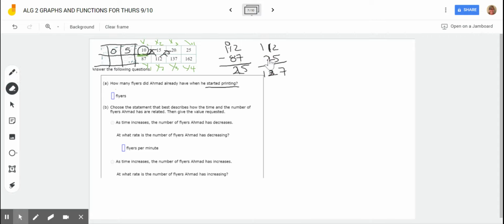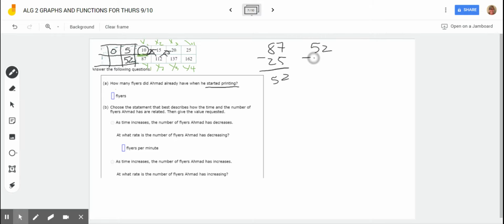All right, so the point is that you check to make sure that this is going up at the same rate. And it's a machine, so it's going to have a linear rate, typically. So 25. So let's go down by 25. 87 minus 25 is 52. Okay, and at 0, 52 minus 25 is 27. So how many flyers did he start with?